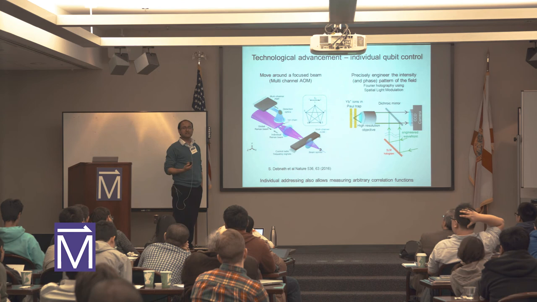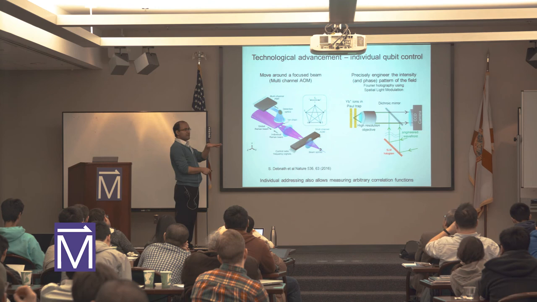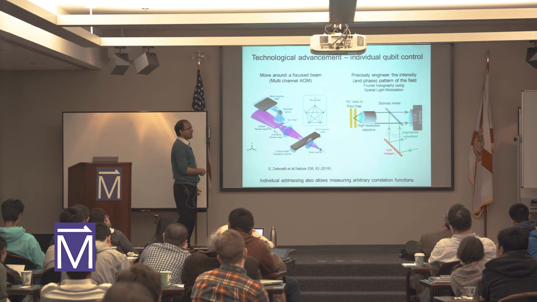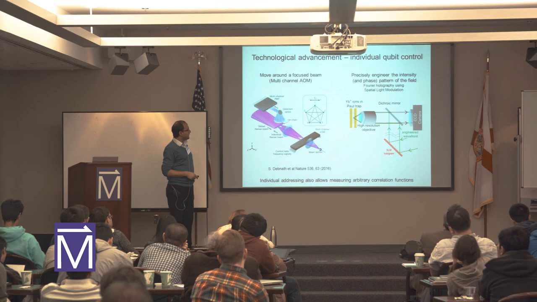You send in, through a beam splitter, n different laser beams, and it shifts the frequency of n different laser beams, and you can control that. So essentially, it creates a grid of n intensity, n laser beams, and then you focus them onto your ion chain. That's one way.